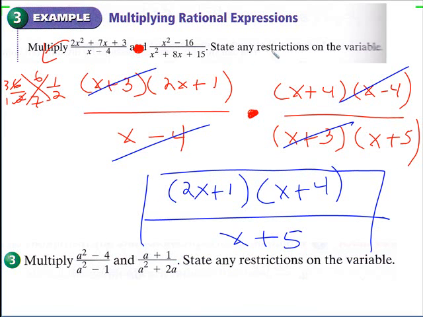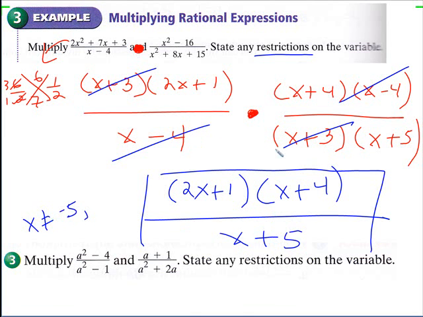Now once again, we're asked for restrictions. So remember restrictions, we cannot have 0 in the bottom. So first let's start with our answer. We have this x plus 5 here. What value of x would make this 0? Well, x cannot be negative 5. If you put negative 5 here, negative 5 plus 5 is 0. So x cannot be negative 5.